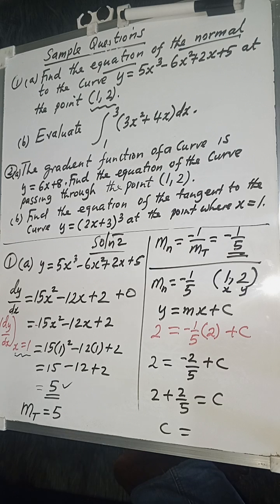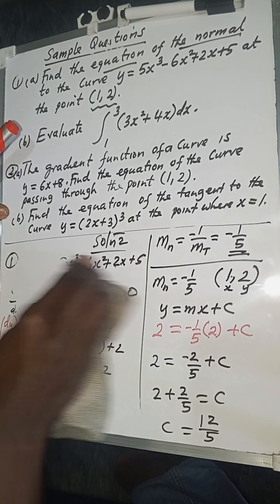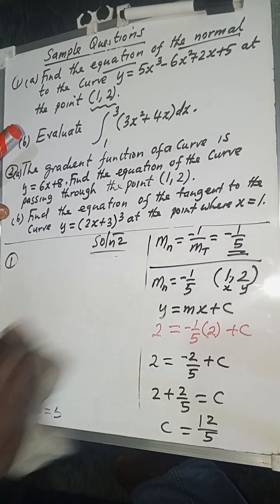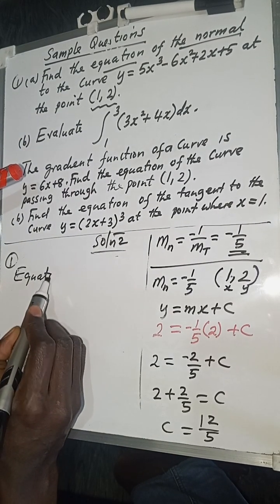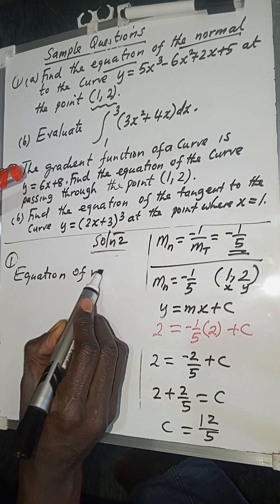So how is that going to be? 2 plus 2 over 5. That is going to give you 12 over 5. So that is your y-intercept. Now, once you find the y-intercept, we can now say, equation of normal.